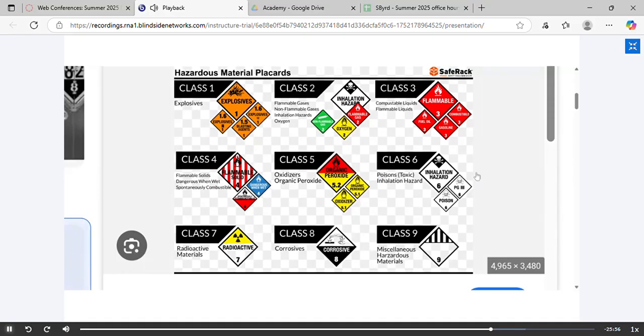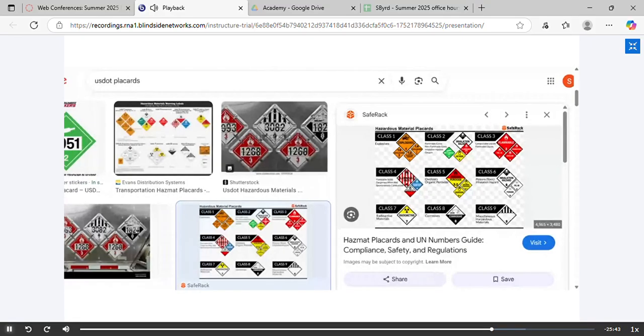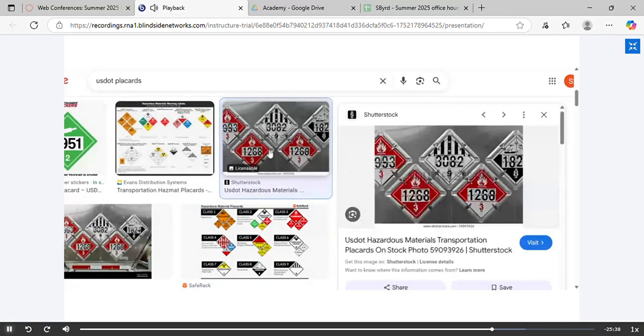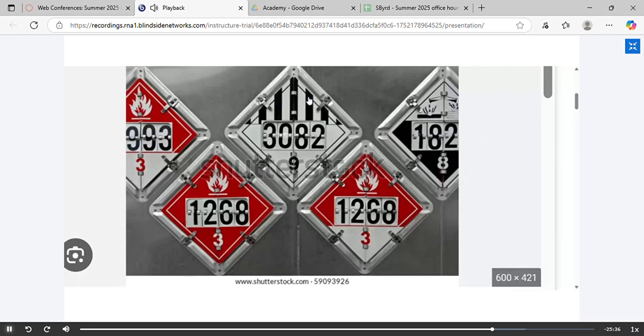These are all different classes, and all of their placards look different. They all look different, and they have different numbers on them in different parts of the diamond. They have different numbers in the middle, right? Look at this one. This is, oh gosh, it's number 9. I know that. But it's got this number and number 9 down at the bottom. This is our flammable, number 3. This is also flammable, number 3, but it looks different. You see how we've got a white bottom of the diamond and a red bottom of the diamond.